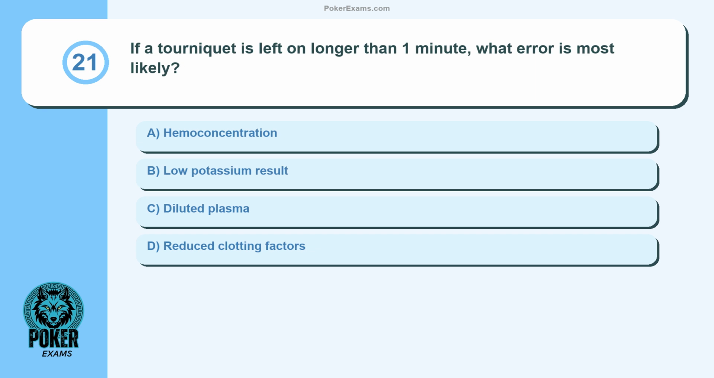Question 21. If a tourniquet is left on longer than 1 minute, what error is most likely? Hemoconcentration. Low potassium result. Diluted plasma. Reduced clotting factors.